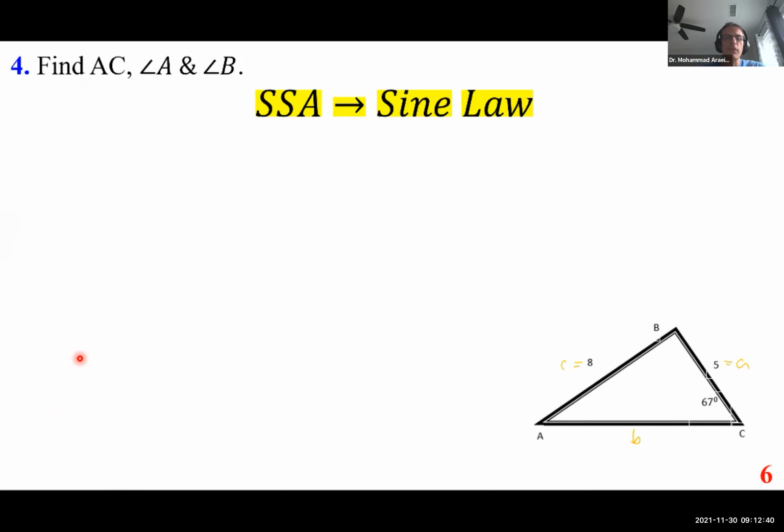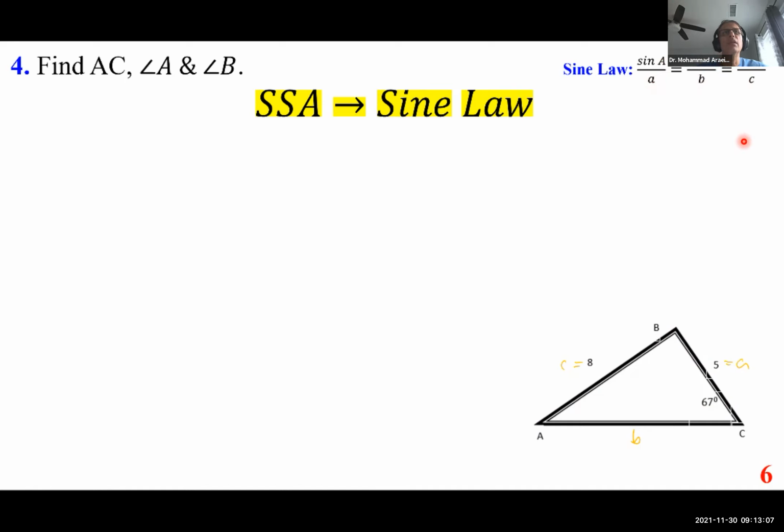Notice side, angle, SSA. It's called side angle is given. We are going to use the sine law, and I remind you, the sine law says sine A, capital A over lowercase a, sine B over b, sine C over c, they are equal.